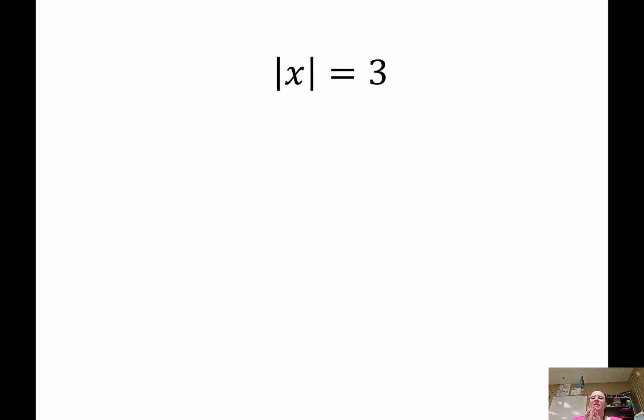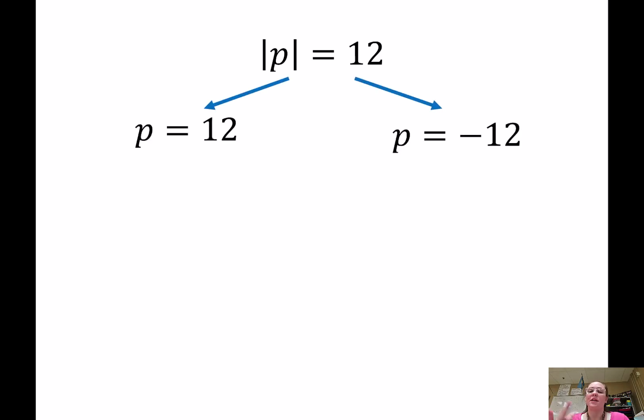All right, so let's look at this here. So first thing I want to do is set up two equations. So I've got x is equal to 3 and x is equal to negative 3. Now in this case, there's nothing to solve, so that would be my answer. Okay, the absolute value of p equals 12. Well, p is going to equal 12, and p is going to equal negative 12.